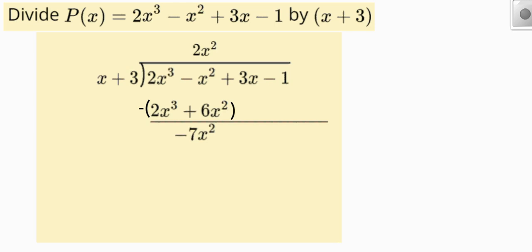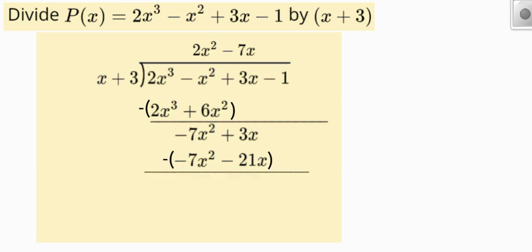We then bring down the 3x. Now we work out what do we times the x by here to make minus 7x squared, and that will be a minus 7x, which we write up top. And once again we multiply the x plus 3 by the minus 7x. We'll get a minus 7x squared and a minus 21x. That is then subtracted. We lose the 7x squared. We end up with a positive 24x.